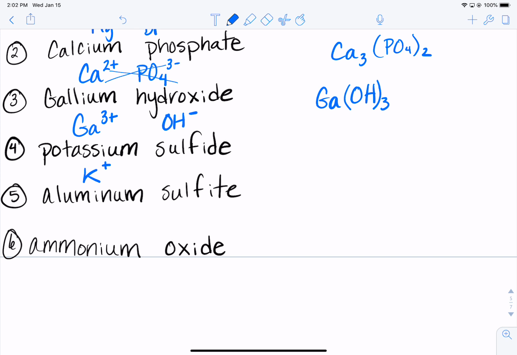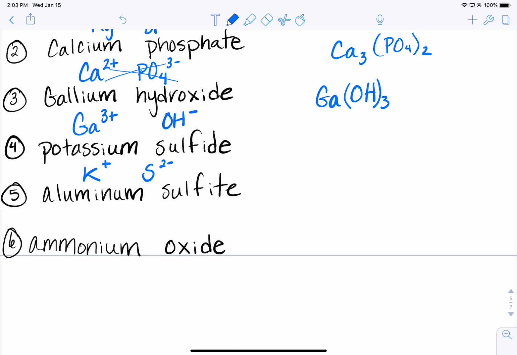So this is sulfide. No, sulfate is a polyatomic ion. Sulfide means it's not a polyatomic ion. I can just look on the periodic table. So I look up sulfur, and sulfur is right there under oxygen. So it's got 6 valence electrons. It wants to gain 2. So it's a 2 minus. So its formula is just K2S.